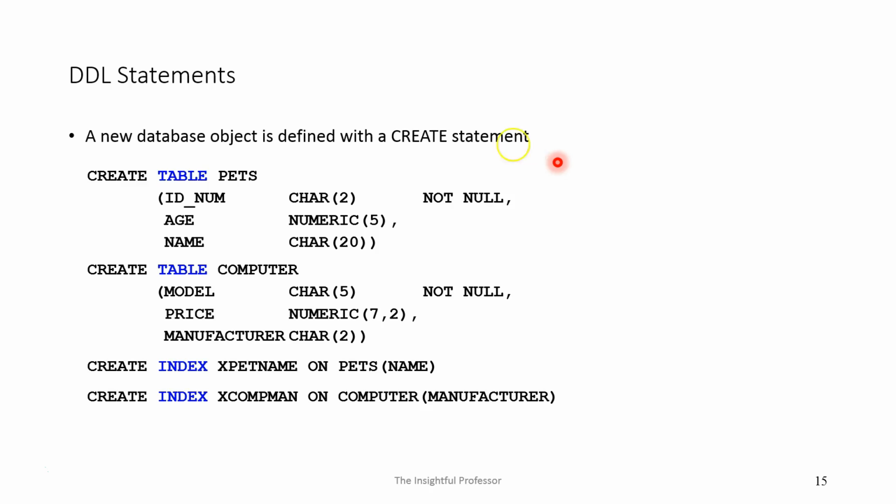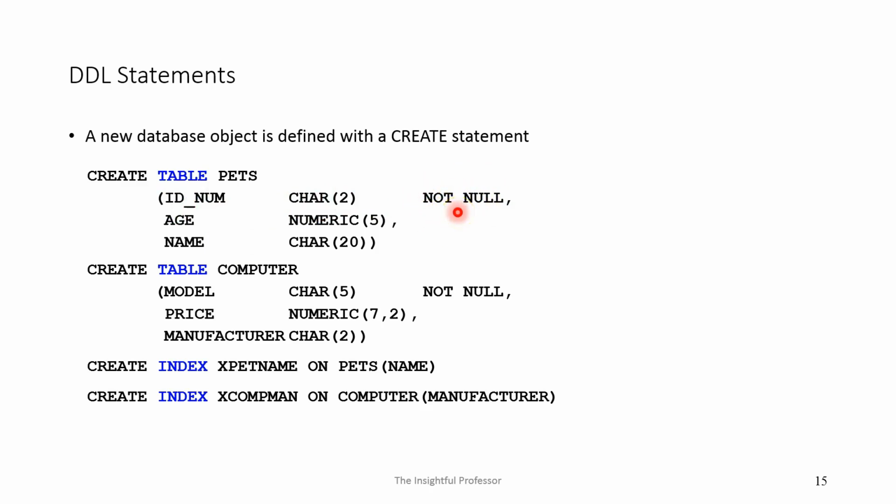So objects are created with a create statement, and we would say create, and then what kind of thing we're creating, give it a name, and then appropriate syntax to complete the definition. In the case of creating a table, what we're doing is defining the logical structure of the table. We have a column, a data type, and a possible integrity constraint.